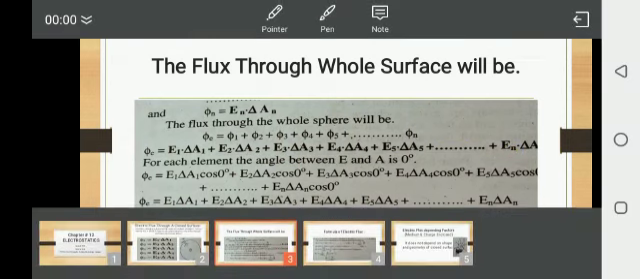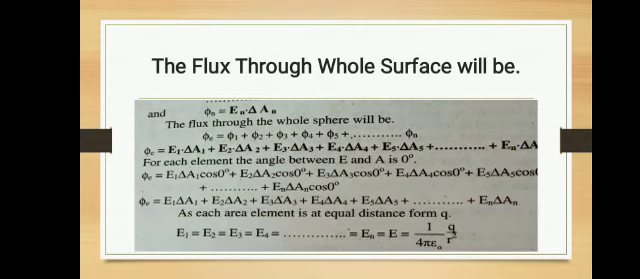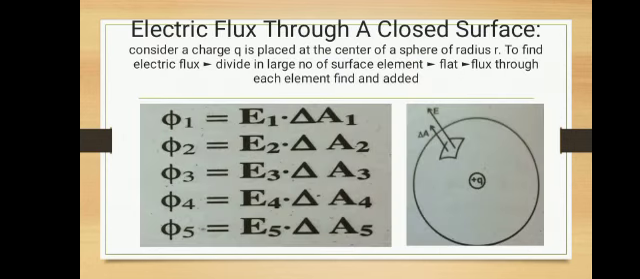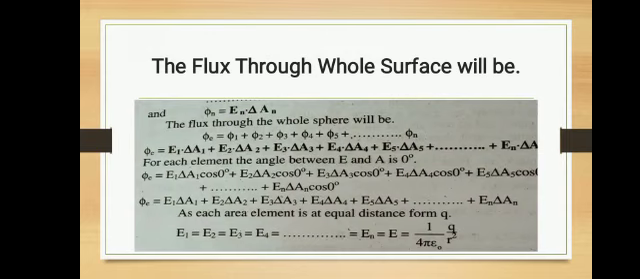For each element, the angle between E and A is 0 degrees. As I told you in the diagram, both have the same direction. Vector area and electric field intensity both have the same direction, so they have an angle of 0 degrees as they are parallel to each other. So now write its magnitude: E1 delta A1 cos 0 degrees, E2 delta A2 cos 0 degrees.